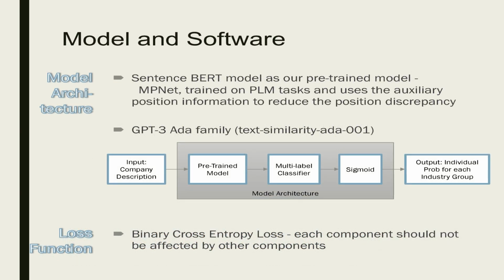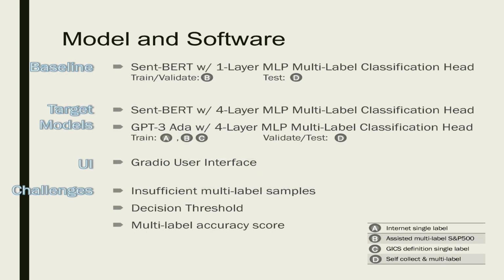For our model architecture, we leverage Sentence-BERT and GPT-3 Ada as our pre-trained models. The goal of the project is to create and fine-tune a multi-label classification head, as shown in the block diagram in the middle. The loss function we use is binary cross-entropy, just to make sure all these components are not impacting each other. The baseline is based off Sentence-BERT with a single layer of MLP in our head. It is trained and validated against the S&P 500 data and tested against the actual company annual reports.